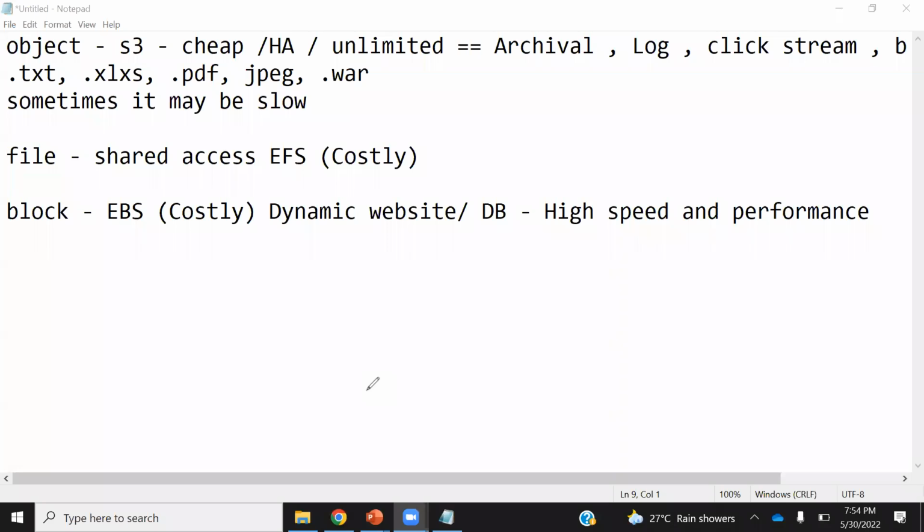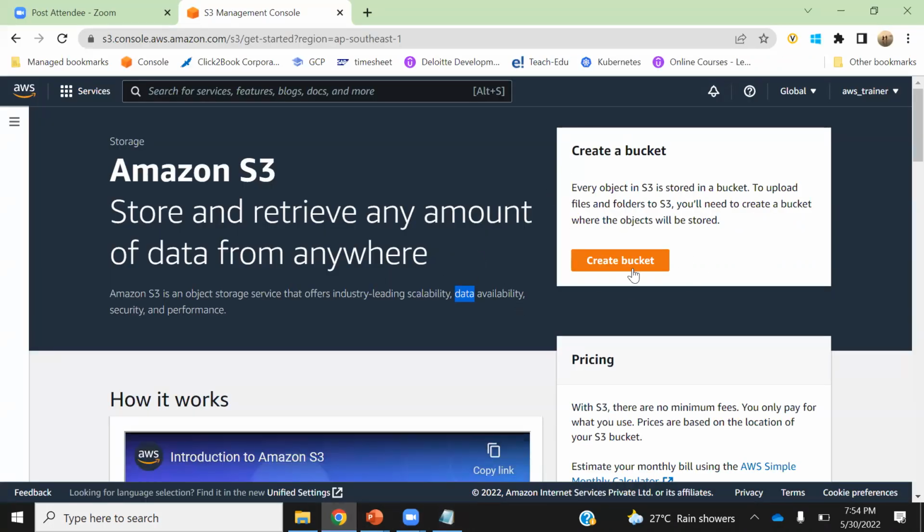Glacier storage and all will come. Hold on. Glacier is a type of object storage which will come later, two days from now. So we will be concentrating on object-based storage right now. Let's go here and talk about this object-based storage.